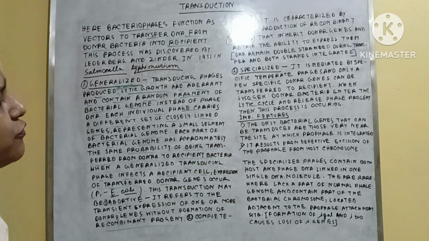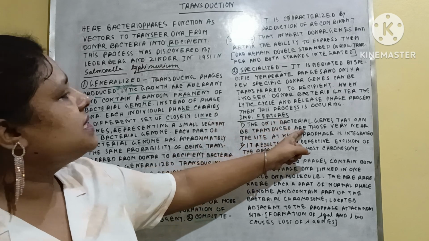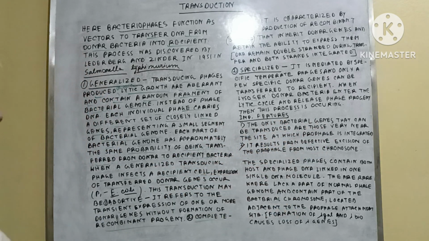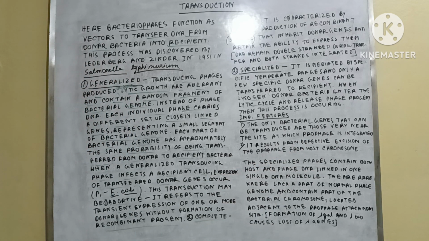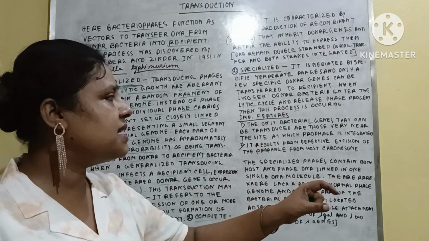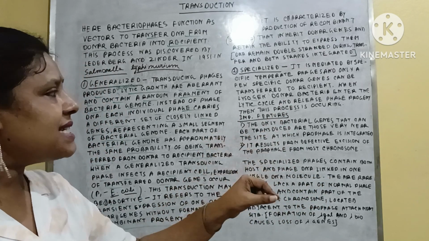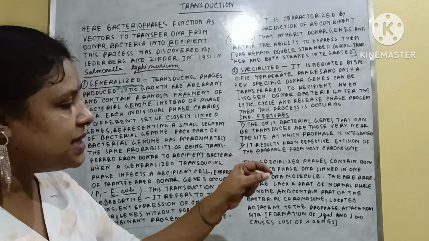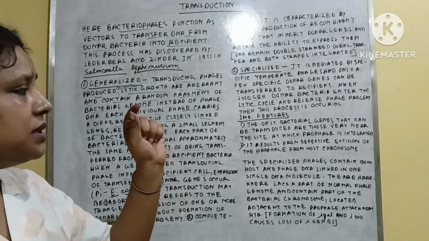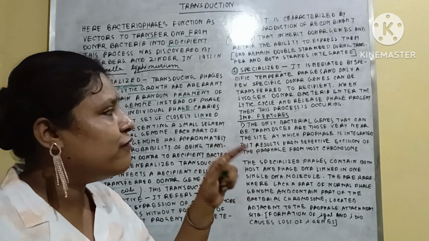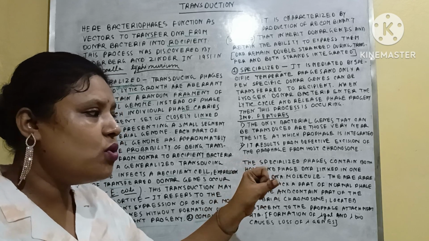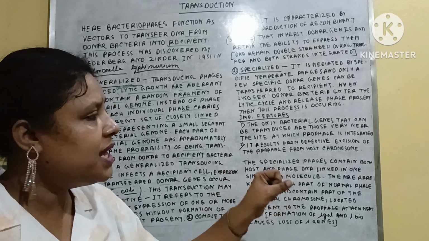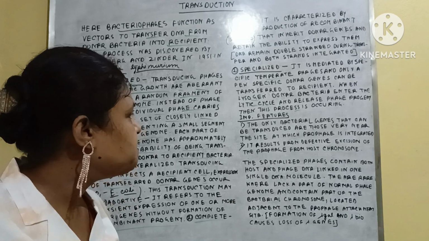Next, the important features of specialized transduction. The only bacterial genes that can be transduced are those very near the site at which the prophage is integrated. So where the prophage is integrated, in that area or site, only the closest DNA can be entered. When the bacterial cell is infected by the phage, only the DNA present within the phage body at that site can enter the bacterial cell.